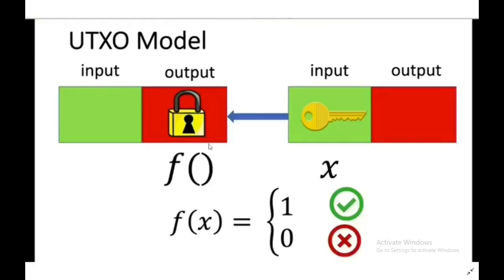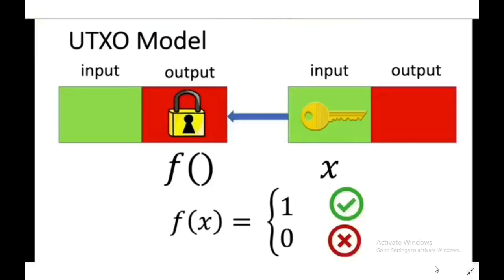As you can see, we have inputs and outputs, which are also called locking and unlocking scripts. The output contains the amount of Bitcoin and also the locking script, while the input contains the reference to the previous output and also the unlocking script. An unspent transaction output is an output that is not consumed in any transaction, and if an output has been used in a transaction, it cannot be used again.